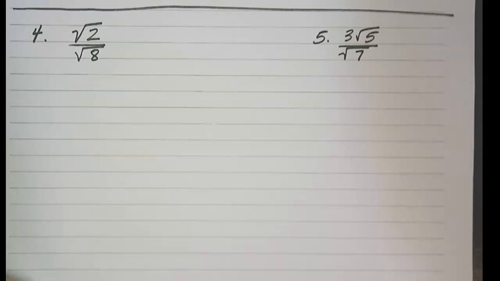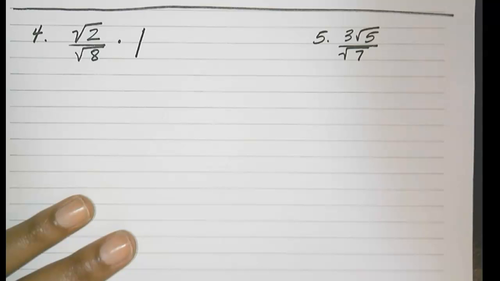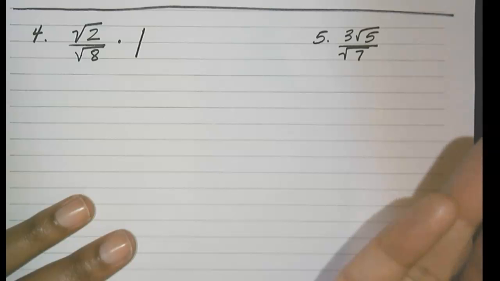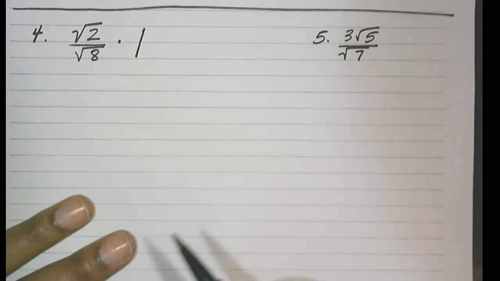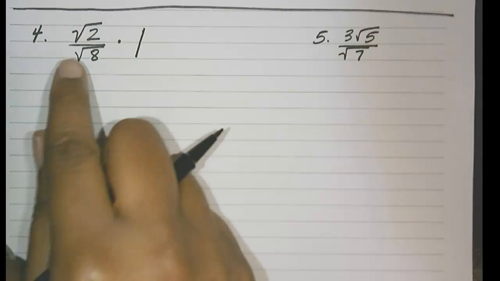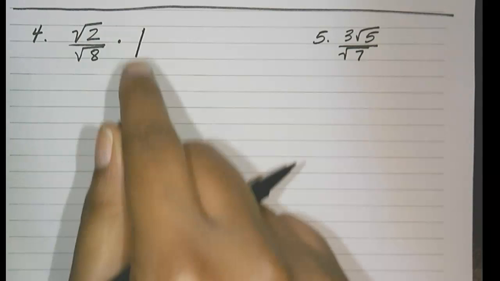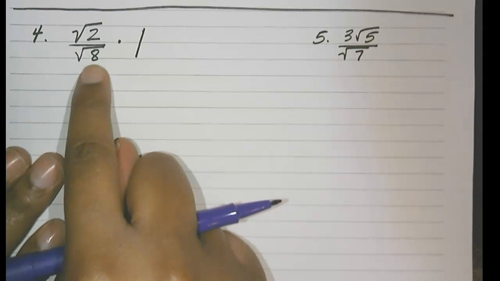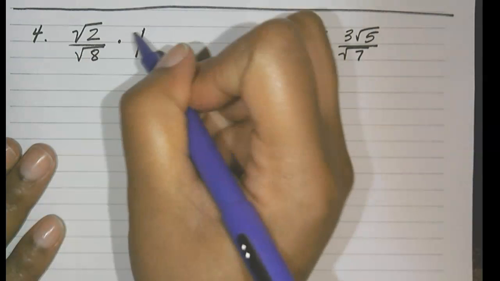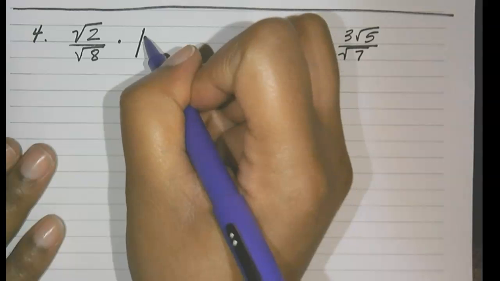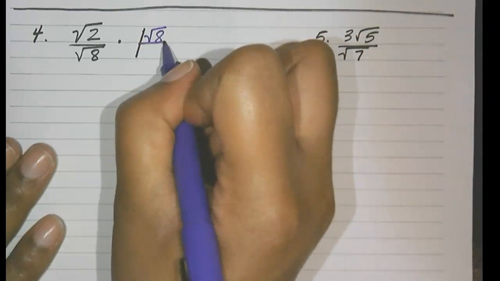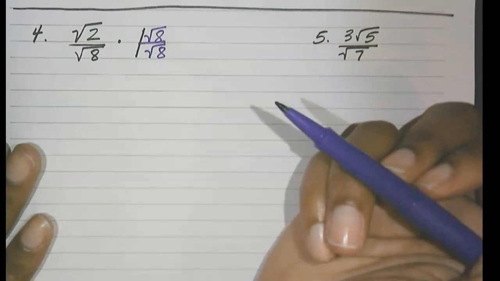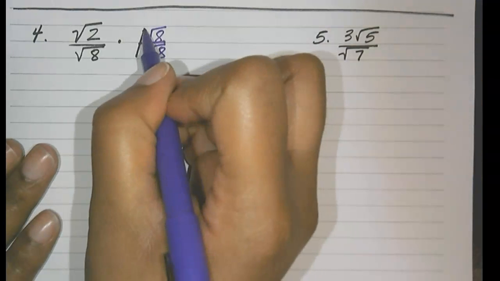What they're saying is that you can multiply this by 1. Okay, but if I multiply the square root of 2 divided by the square root of 8 by 1, I'm just going to get the same square root of 2 divided by the square root of 8. A rule with radicals is that you cannot leave a square root or a radical in a denominator. So instead of multiplying by 1, I want to multiply by 1 that would actually help me get rid of this square root in the denominator. Instead of 1, I'm going to multiply by the square root of 8 divided by the square root of 8, because anything divided by itself is 1. So that's going to be my new one.